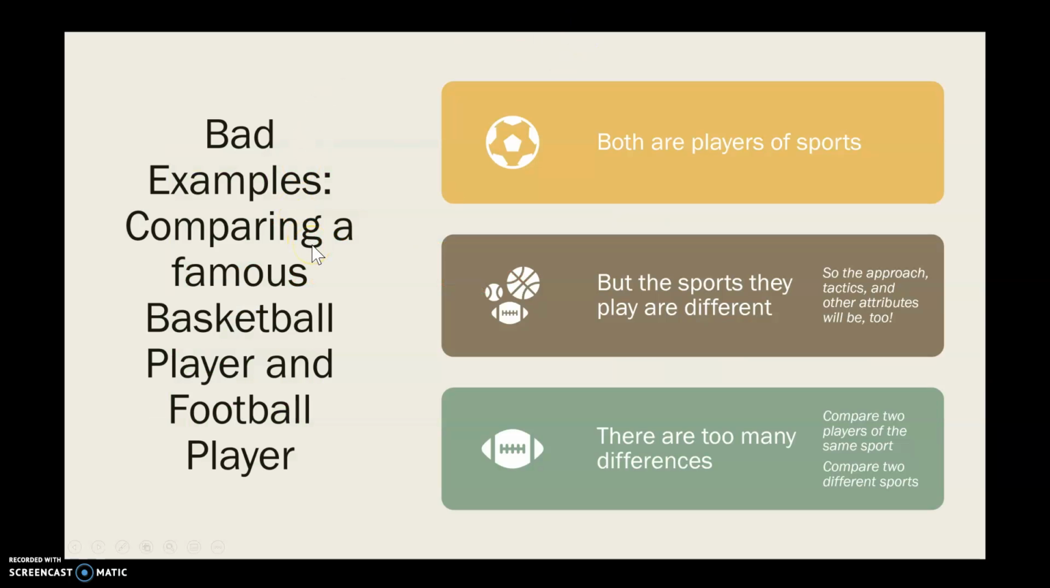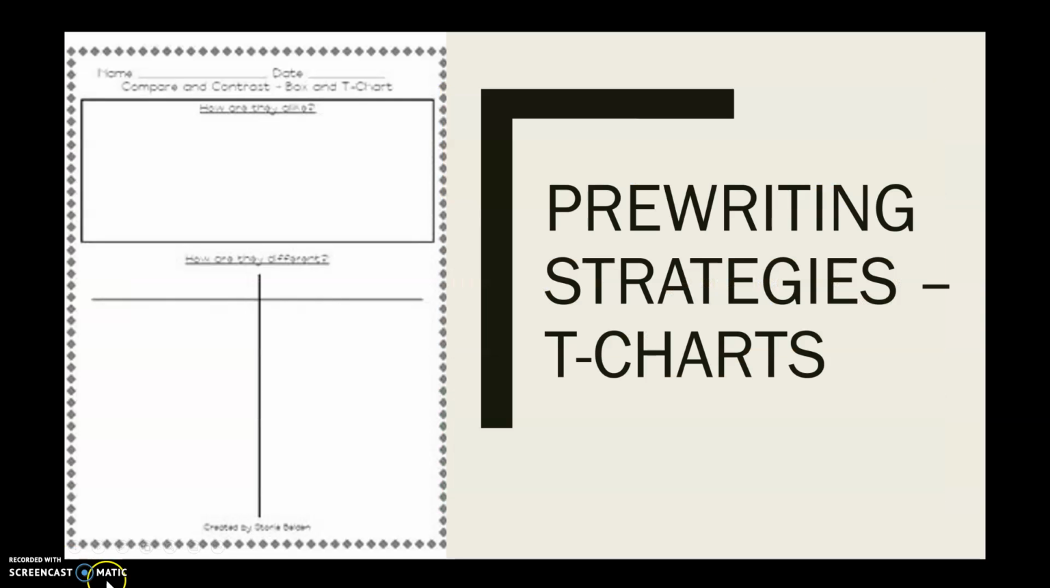I saw this in a paragraph last semester where someone tried to compare a famous player of one sport and a famous player of another sport. Well, they are both players of sports, but because the sports they play are so different, everything else about how they play is going to be different too. And so you're going to end up with too much to juggle to do in one paragraph. Better options would be to compare two players of the same sport, or to compare two different sports.